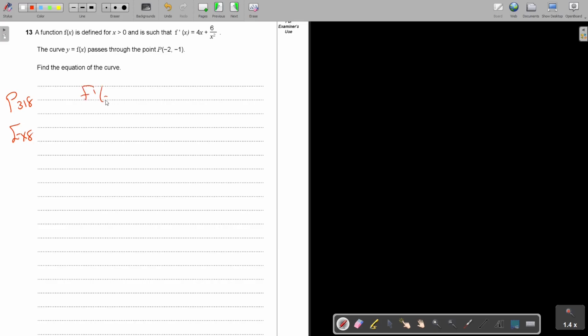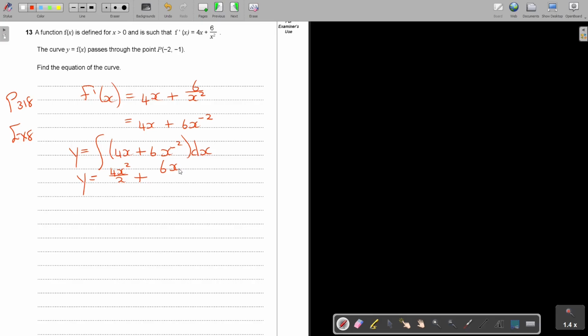So I'm just taking that derivative equation and I'm going to integrate it. Let's write it in this form. To get y, I'm going to integrate 4x plus 6 over x squared, dx. So it's 4x squared over 2, plus 6, and now I add 1 to the power, so it's minus 1, and I will now divide.